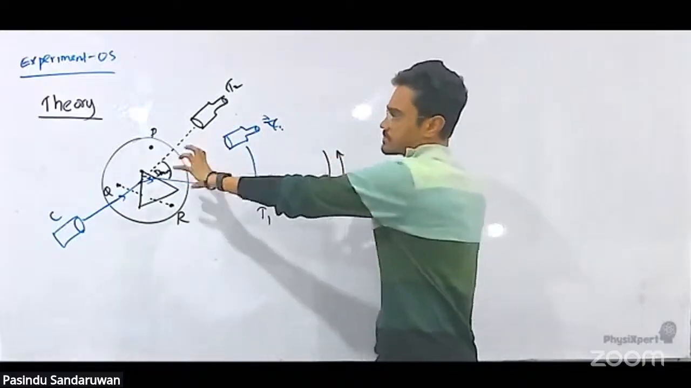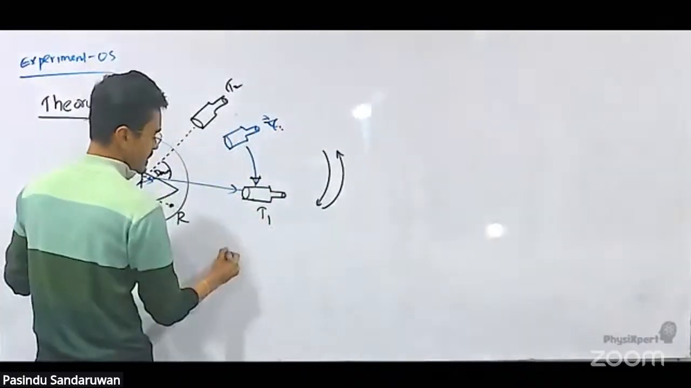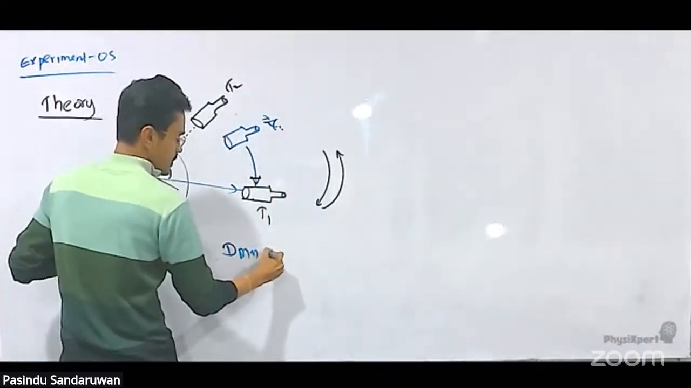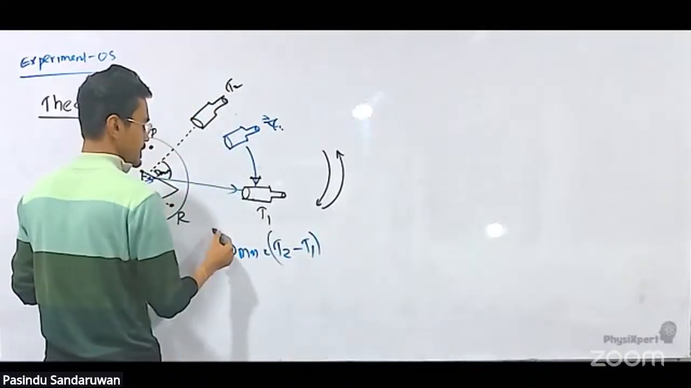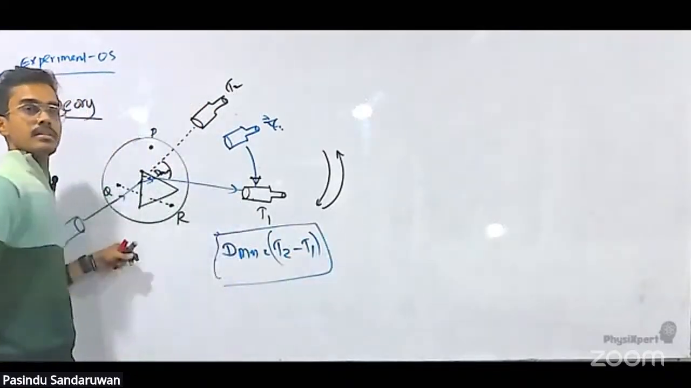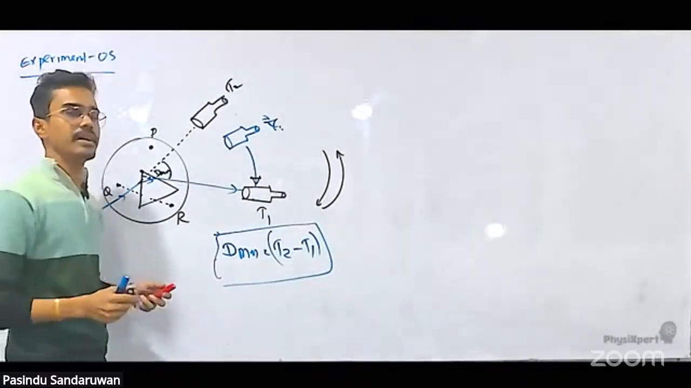Then remove the prism from the prism table and take the reading T2. Then dmin is given by T2 minus T1. It can also be T1 minus T2 with respect to your readings. If dmin is known, n can be determined using our equation.